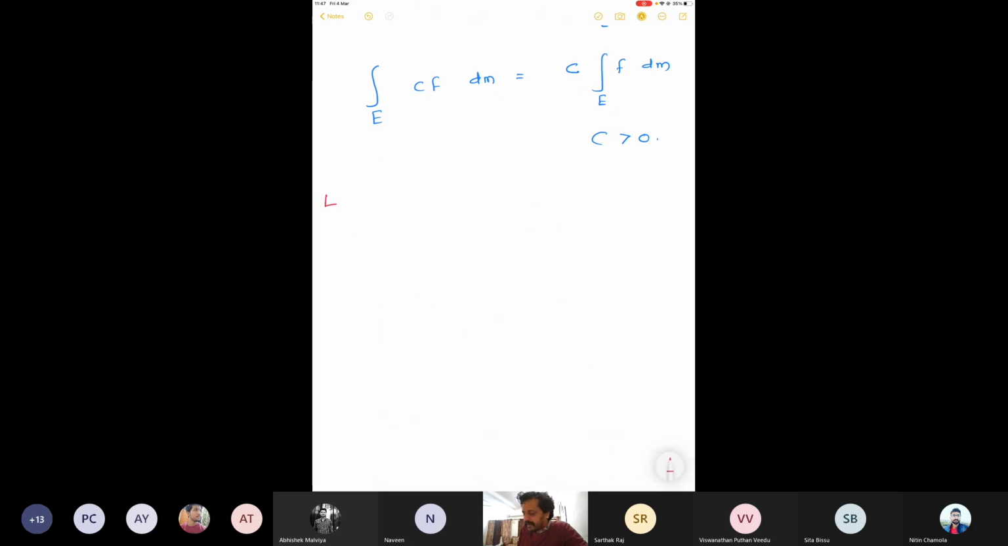Now, I want to finish this hierarchy by defining level 3. First simple functions, next bounded measurable functions over a finite measure set, and third non-negative functions, which need not be bounded and need not be over a finite measure set. But there is a condition, non-negative. That I want to avoid now.